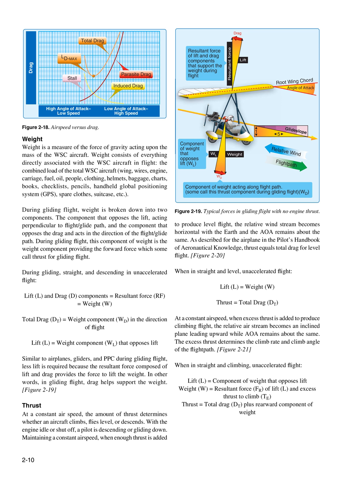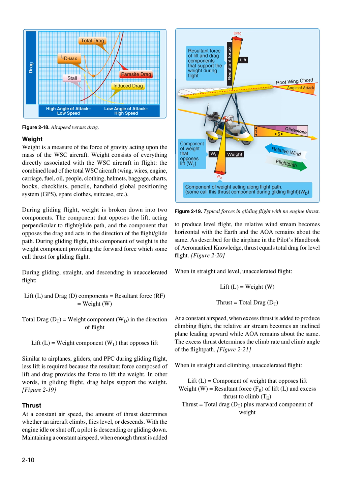The amount of thrust determines whether an aircraft climbs, flies level, or descends. With the engine idle or shut off, a pilot is descending or gliding down. Maintaining a constant airspeed, when enough thrust is added to produce level flight, the relative wind stream becomes horizontal with the Earth and the AOA remains about the same. As described for the airplane in the Pilot's Handbook of Aeronautical Knowledge, thrust equals total drag for level flight.